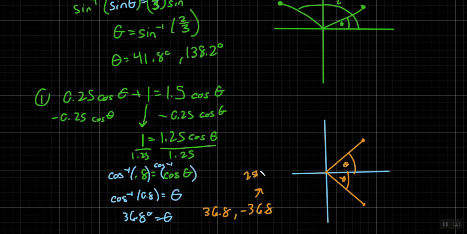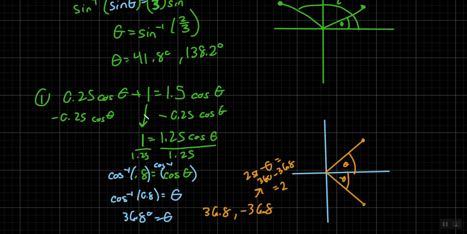Do 2 pi minus theta. Yep, 2 pi minus theta. 2 pi minus our original theta, which is what? Negative theta. Yeah, it's negative theta, 36.8. Yep, but I don't want it to be a negative number. I want it to be a positive number. So do 360 minus 36.8. What do we get? 13.2.